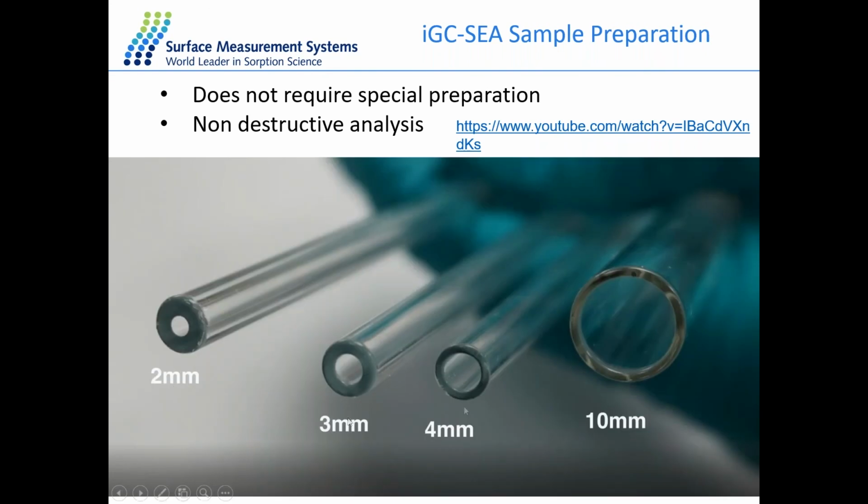And we have a series of different sizes of columns for different natures of sample. For example, we can put our film or fiber sample in the 4 millimeter column, or we can put some powder sample in the 2 or 3 millimeter column. The sample preparation for the IGC column is rather simple. You can do it within just 5 minutes. And we also have a video on YouTube telling you how to do the sample preparation, so you can have a look later after the meeting if you're interested.